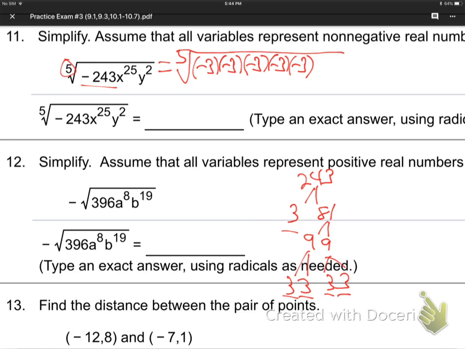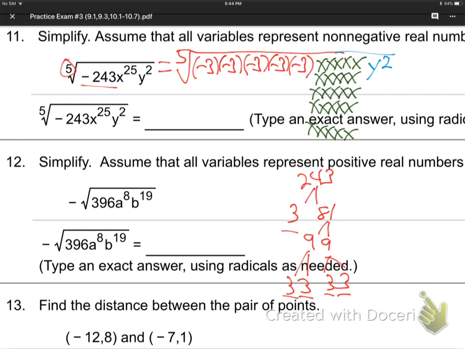Okay? Now what about x to the 25th? Well, it's going to be 1, 2, 3, 4, 5, and so on, five groups of 5. x to the 25th is 5 groups of 5, followed by y squared.